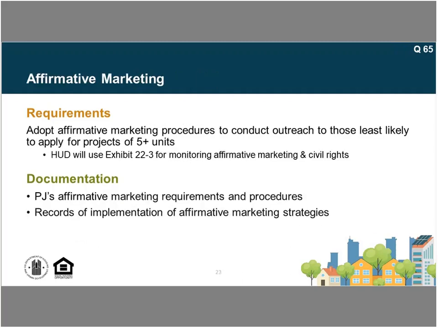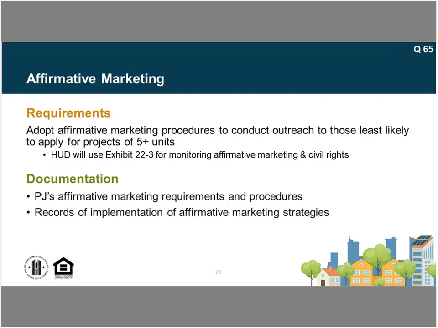The other requirement that I want to talk about up front is affirmative marketing. Most of you know that affirmative marketing does apply to both programs and to projects of 5 or more units. The affirmative marketing procedures are procedures that the PJ is supposed to have and imposes upon its projects. You also should bear in mind that you have to have not only those procedures, but you have to have ways of documenting what has been done and also evaluating what's been done.